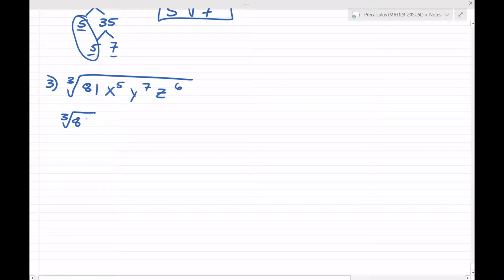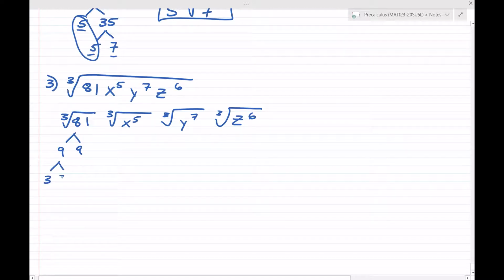So we'll do the cubed root of 81, the cubed root of x to the 5th, the cubed root of y to the 7th, and the cubed root of z to the 6th. Well, the cubed root of 81 is just 3. Actually, no, it's not. 81 is really 9 times 9. The cubed root of 27 is 3.